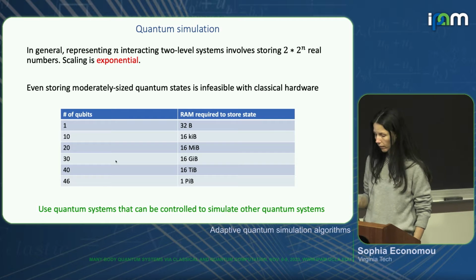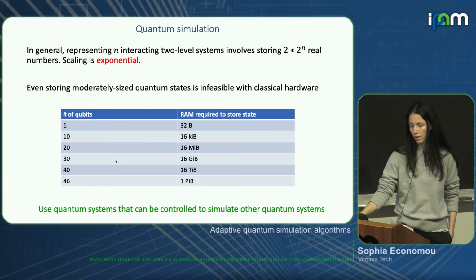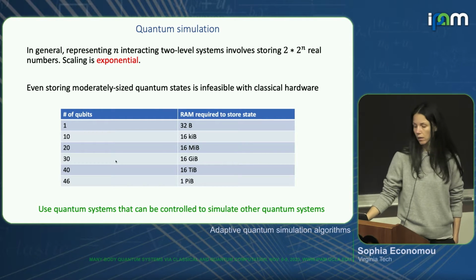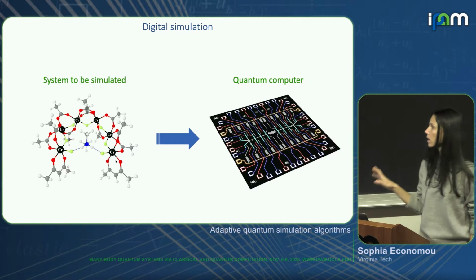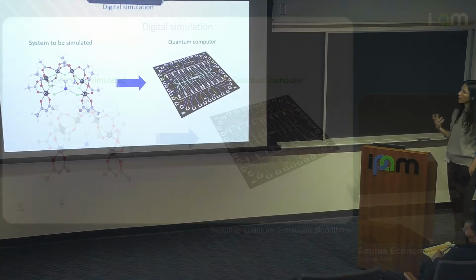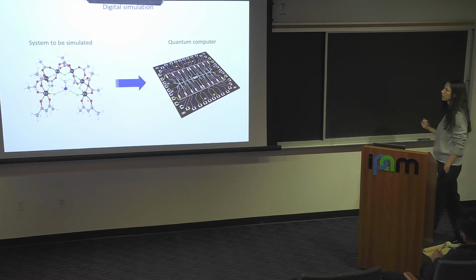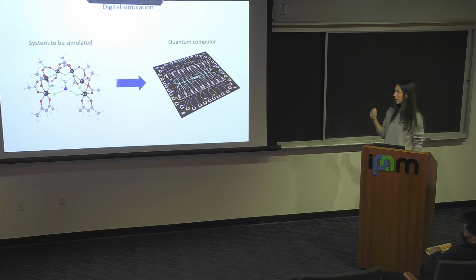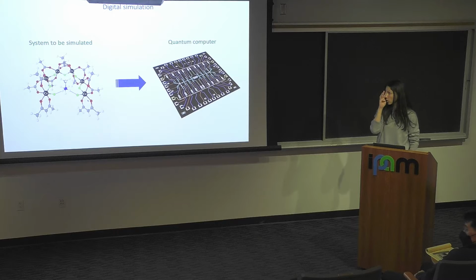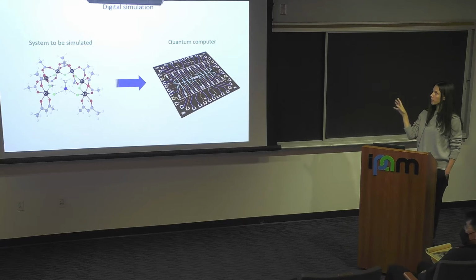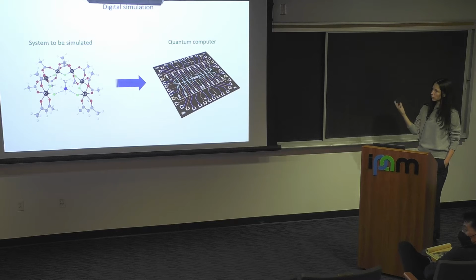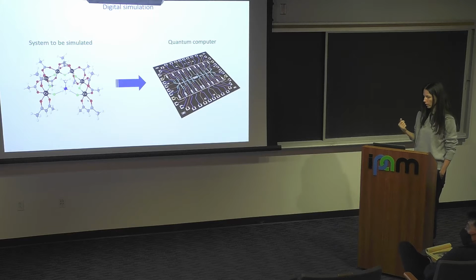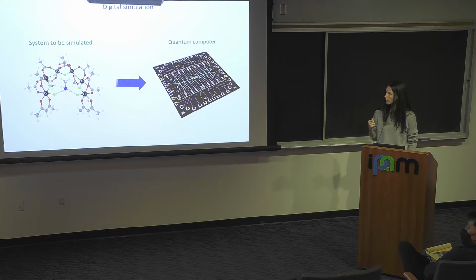qubits. And of course, the idea is to use quantum systems that we can control well to simulate other quantum systems. So we start from something that nature or a lab has given us, a quantum system on the left-hand side shown here that has strong correlations. We somehow map it on a quantum computer, and then we control the system on the right, and we make measurements on it to get properties out.